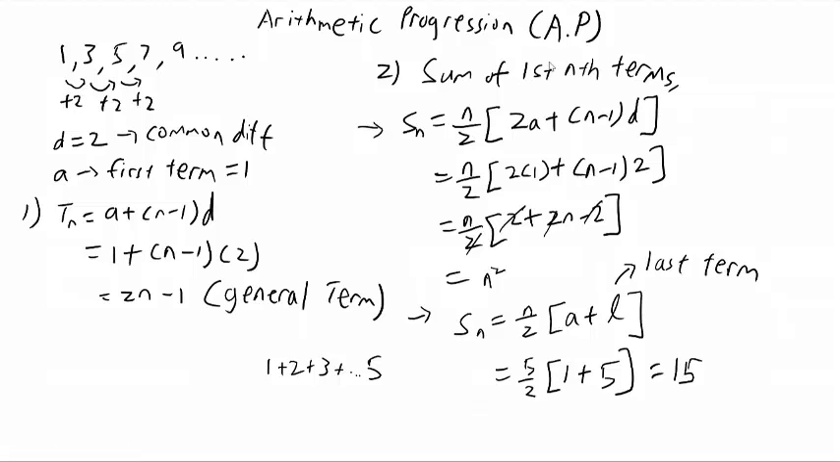So in conclusion, for AP, these are the formulas you must know. The general term is given by a plus (n minus 1) d. And you also need to know the formula for the sum of the first n terms, which is given by this one or this one.